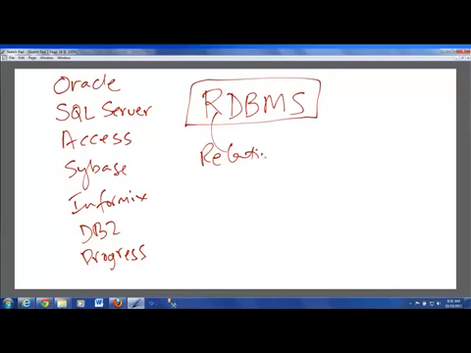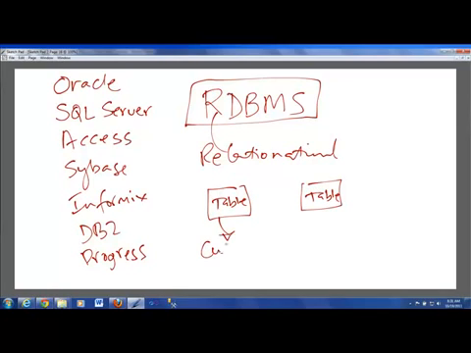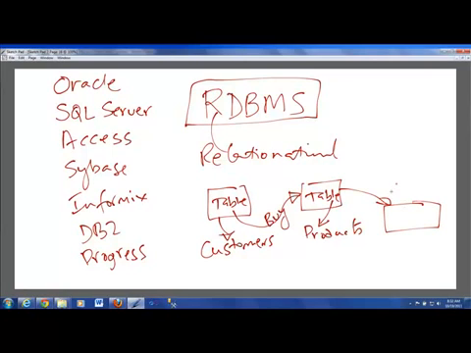Now when we talk about relational, that means that there is a table here, and there's another table here. This table, let's say, is about customers, and this is about products. Customers will go and buy a product, and then for that product you put an order. There's a table for that, they put an order, right?